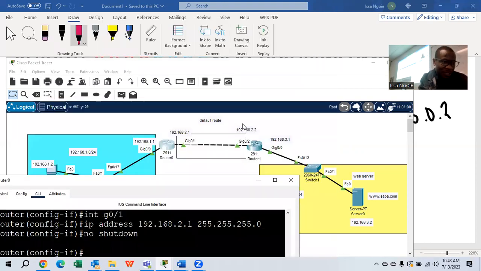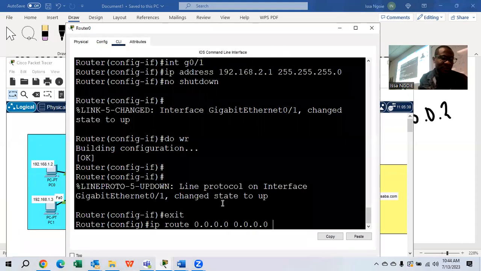So which one? This one, 192.168.2.2, right? .2. But remember, you can also use the interface instead of the IP address. You can just put the interface gigabit 0/0. No, it's 0/2. So IP routes connect me to any network that will have any subnet, but data must come in using my next hop IP. Okay.